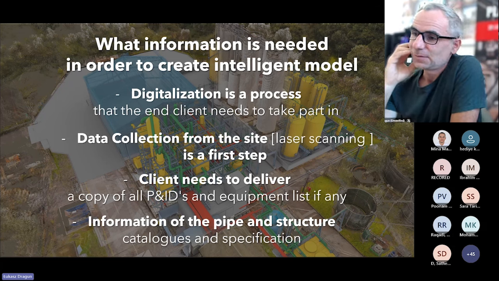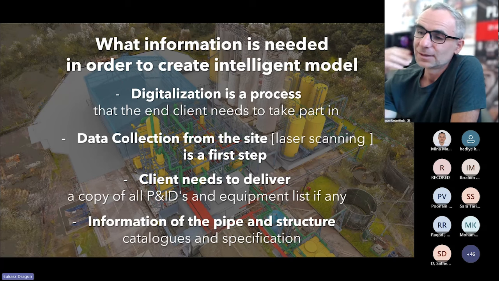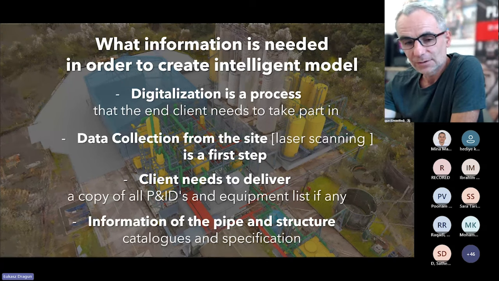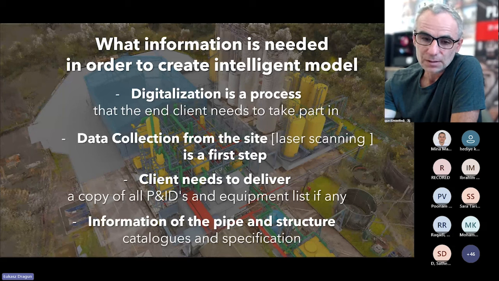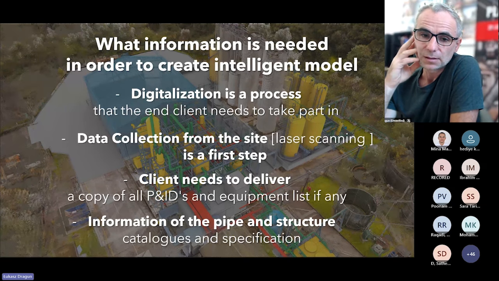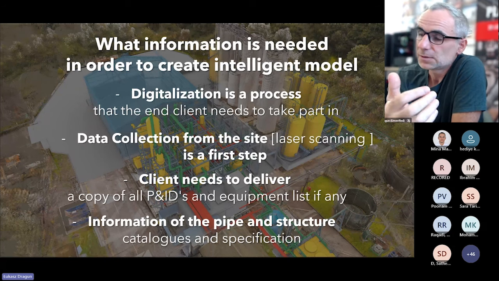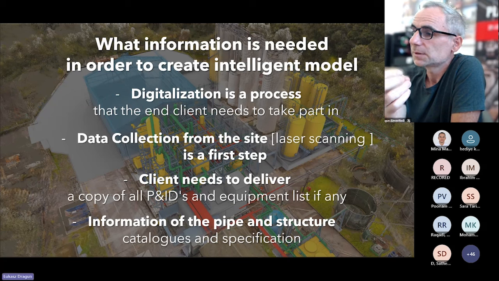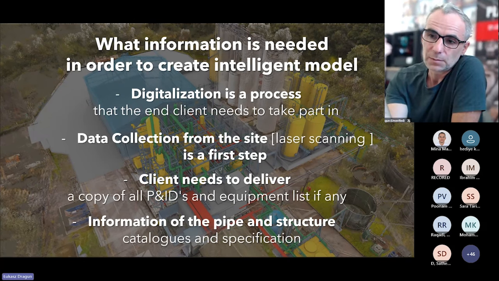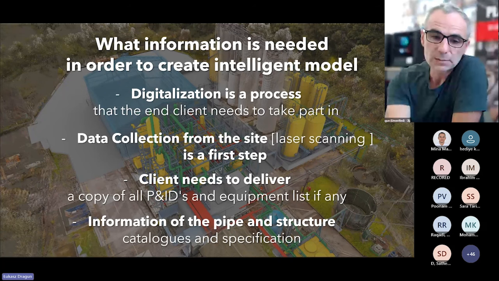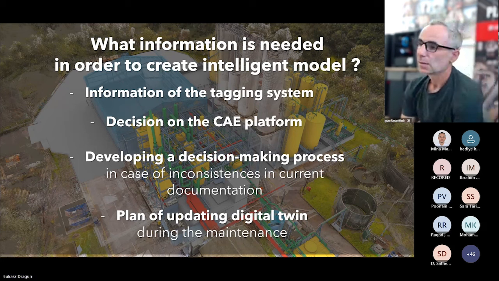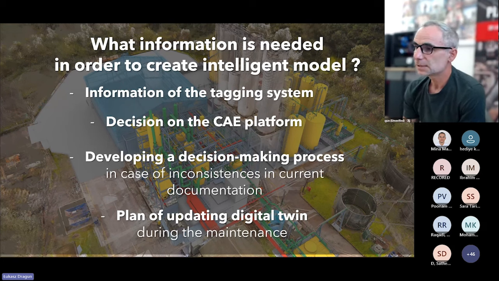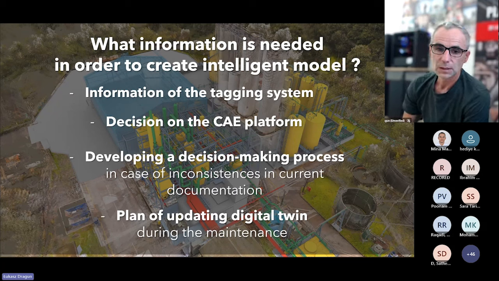That means that before we can start modeling, we have to identify all of the objects on the site. For example, we can do it using the web panel platform that was presented before. Also, the crucial information is the pipe structure and the catalog specification. In this case, the client needs to be aware that it has to have some kind of support from its employees. It's important to have some skills, because without any support from the client, managing the catalogs would be very, very difficult.